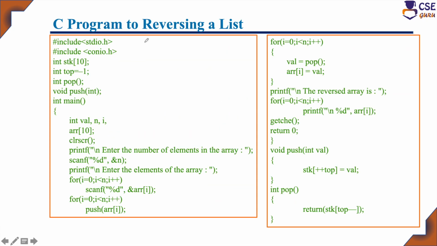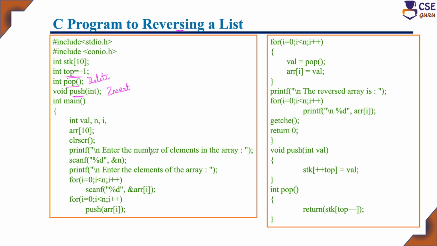Now, this is the same program to reverse the list. So, here initially we set top equal to -1, meaning the stack is empty. And the two functions we are going to use are push and pop. Push is used to insert an element into the stack. Pop is used to delete an element from the stack.